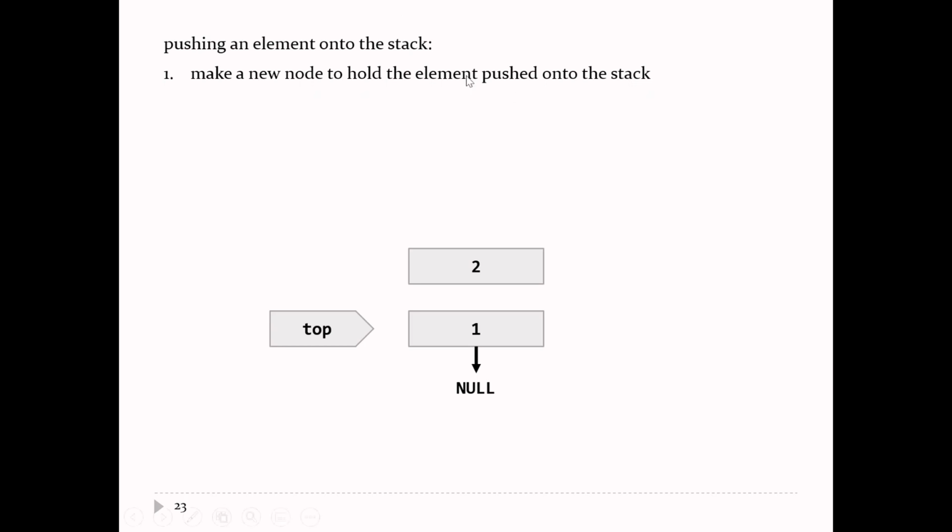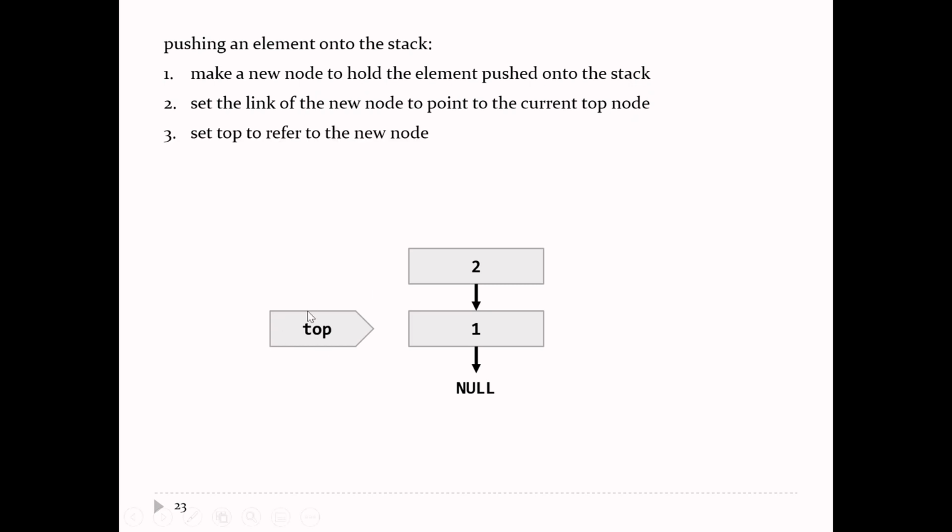I'm going to store the element in the node. Then I'm going to set the link of the new node to point to the current top node. So in other words, there's going to be a pointer in this node that I want to set to point to the top node. And then I want to move the top node up. So I want to set top to refer to the new top node of the stack, like that.